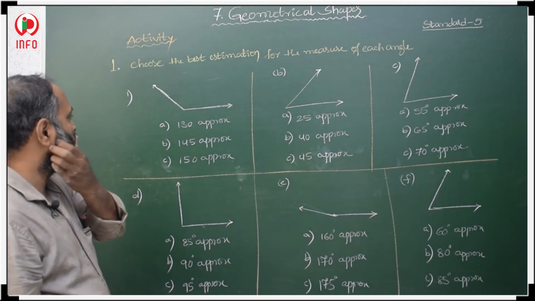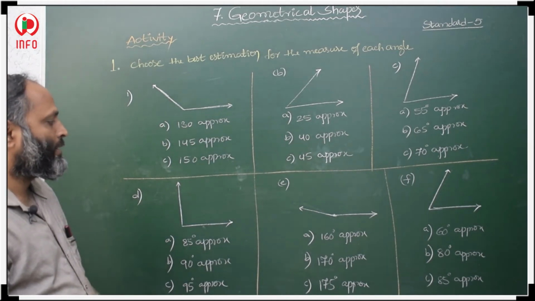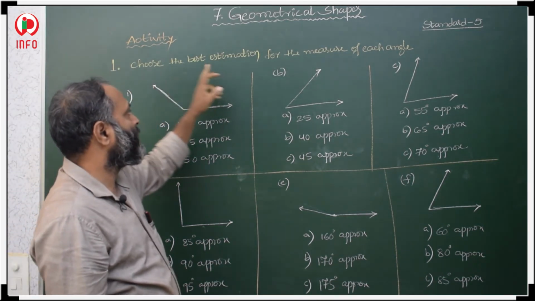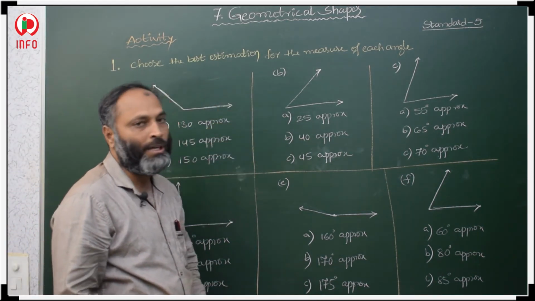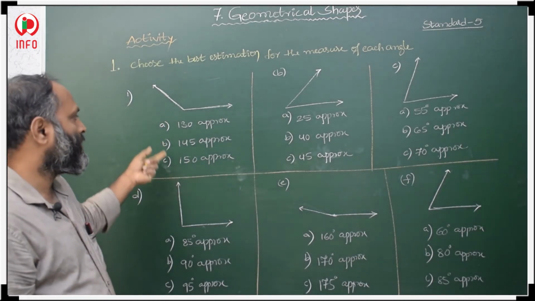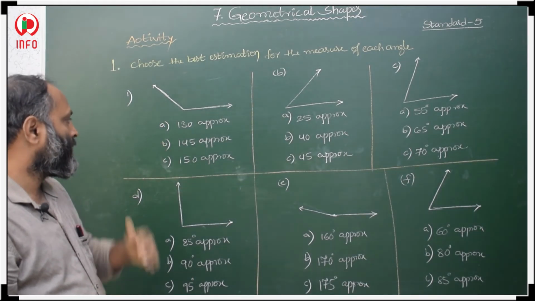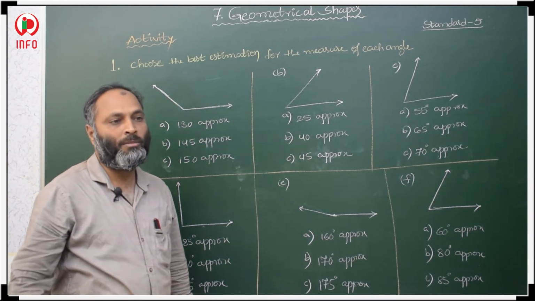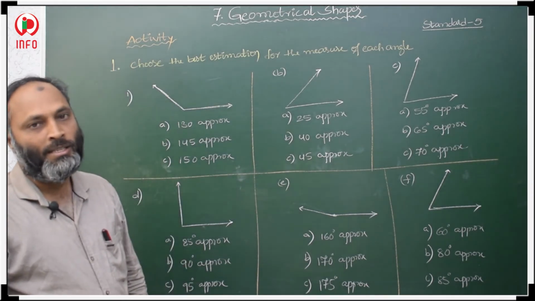Next in the activity, some angles are given. In the picture some angles are given. What he is asking: choose the best estimation for the measure of each angle. Estimate. We have to select which one is accurate, means best estimation, guess and say your answer. So which angle it is.